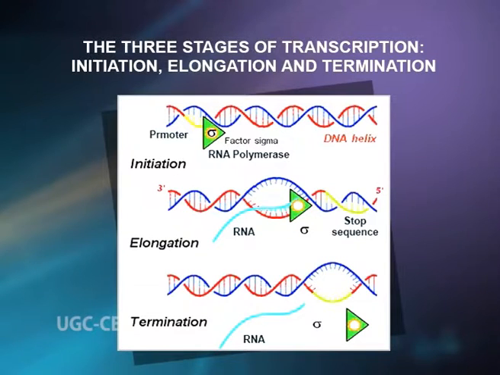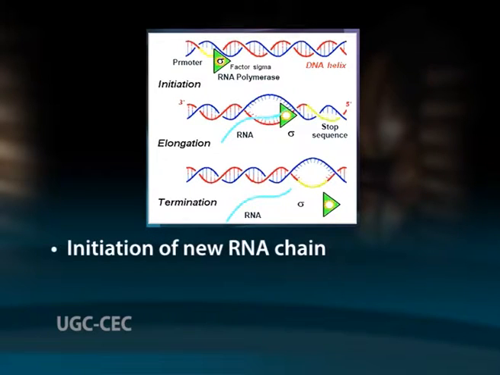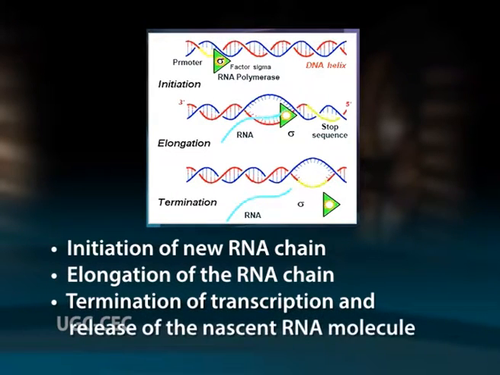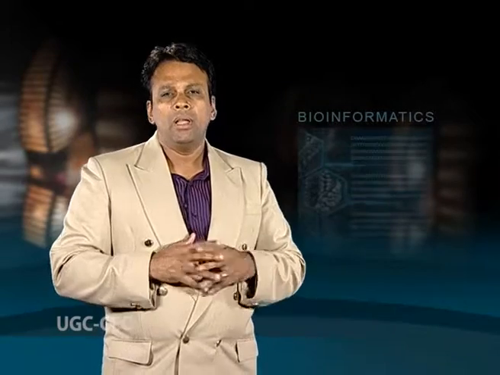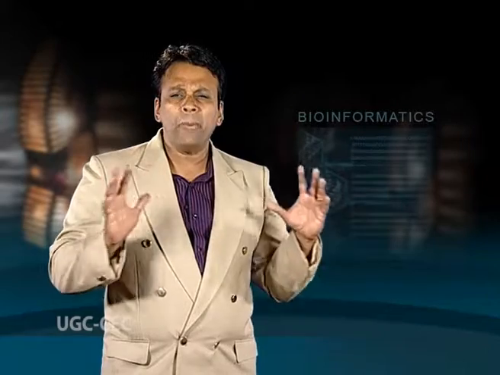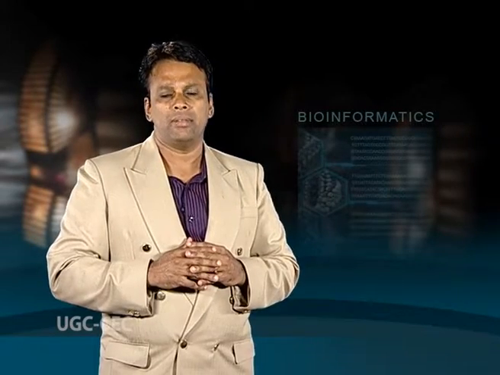The process of transcription in prokaryotes can be divided into three stages. 1. Initiation of new RNA chain. 2. Elongation of the RNA chain. 3. Termination of transcription and release of the nascent RNA molecule. The transcription process in prokaryotes is catalyzed by a complex enzyme, RNA polymerase.